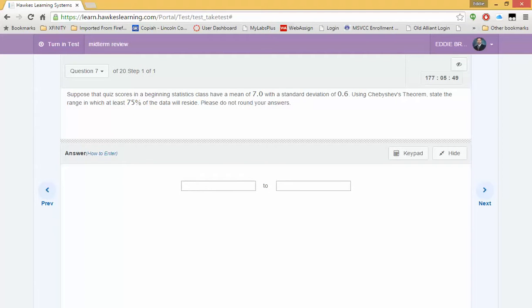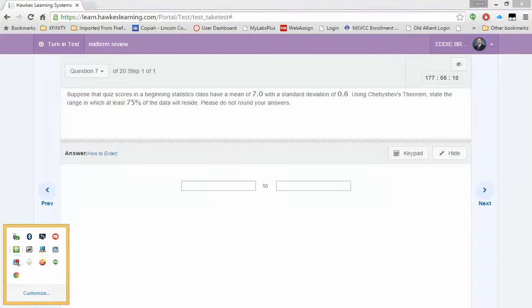Alright, question number 7. Suppose that quiz scores in a beginning statistics class have a mean of 7.0 with a standard deviation of 0.6. Using Chebyshev's theorem, and I believe I mispronounced that, state the range in which at least 75% of the data will reside. Please do not round your answers. So that please means don't.